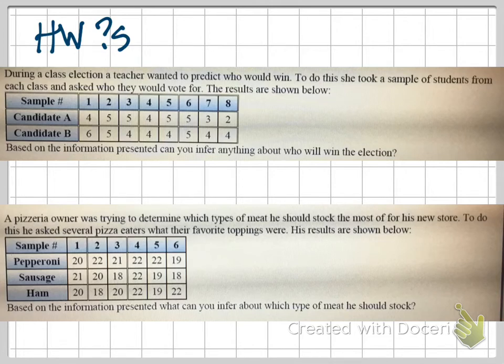During a class election, a teacher wanted to predict who would win. To do this, she took a sample of students from each class and asked who they would vote for. The results are shown below. Based on the information presented, can you infer anything about who will win the election? In number 2, a pizzeria owner was trying to determine which types of meat he should stock the most for his new store. To do this, he asked several pizza eaters what their favorite toppings were. His results are shown below. Based on the information presented, what can you infer about which type of meat he should stock?